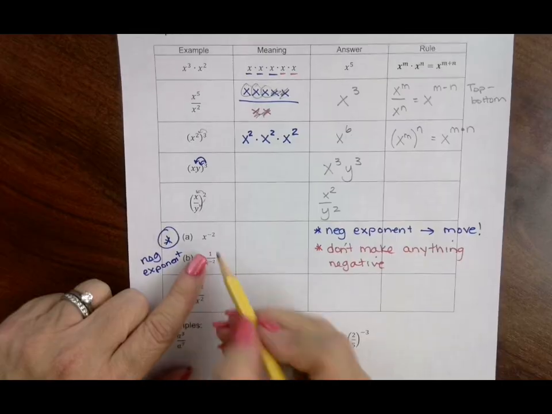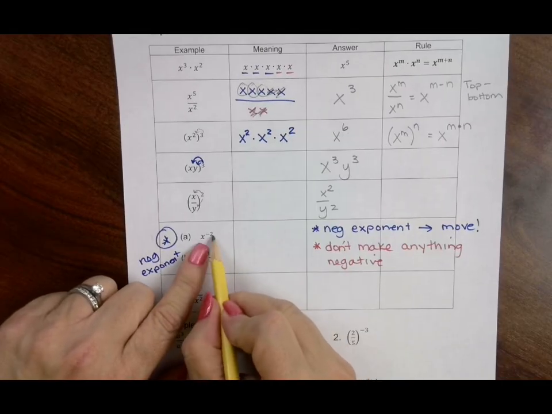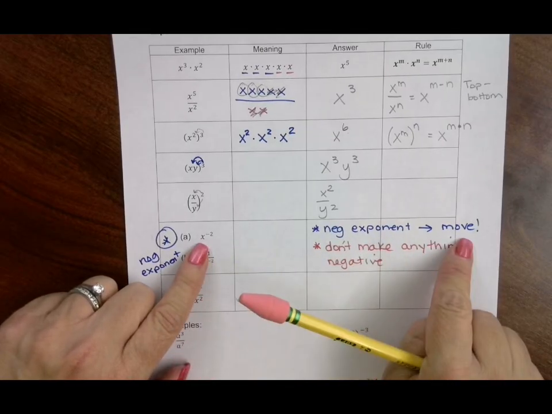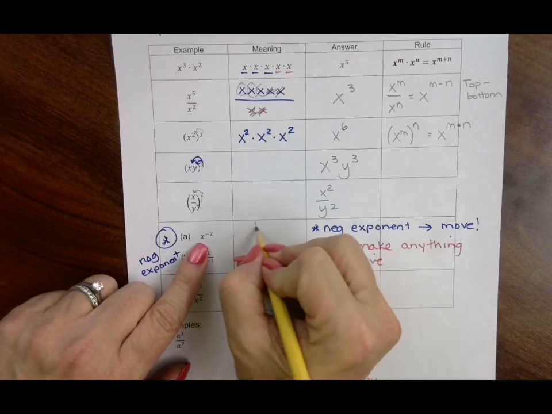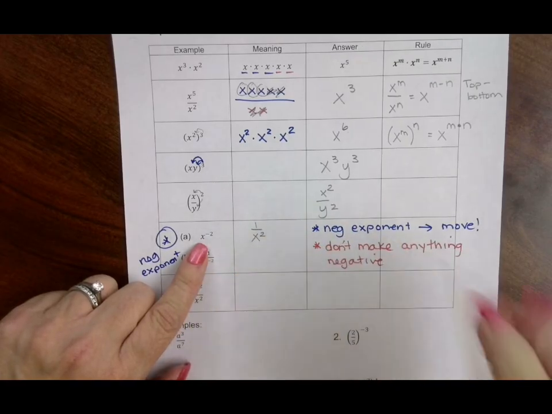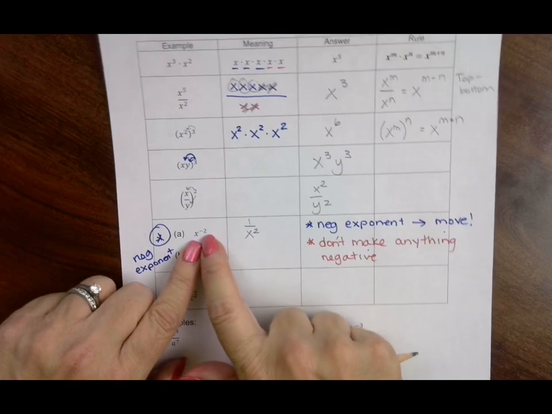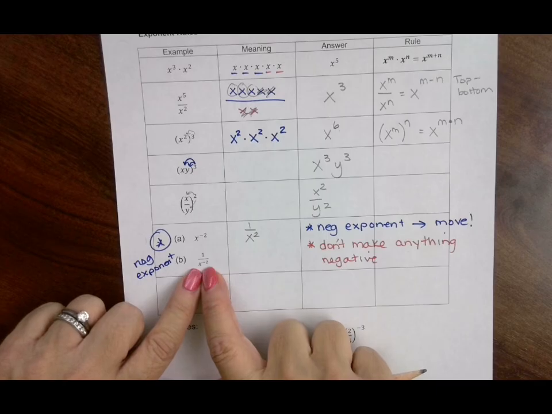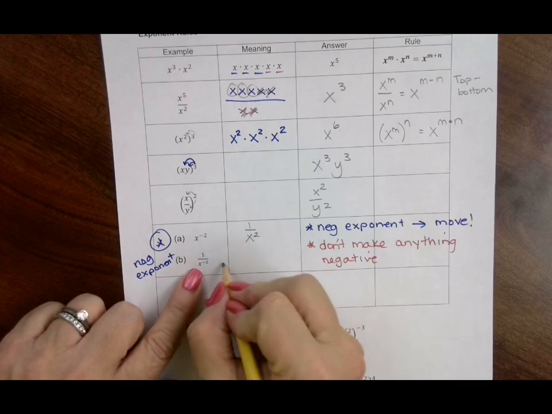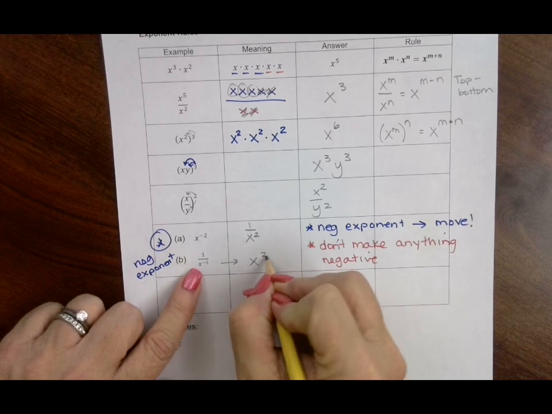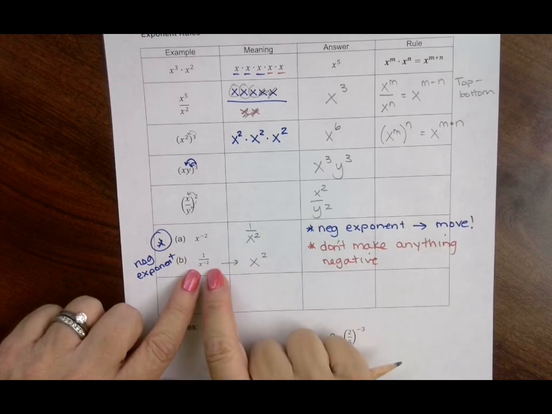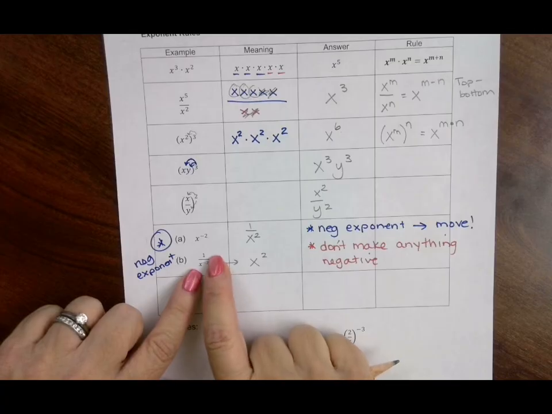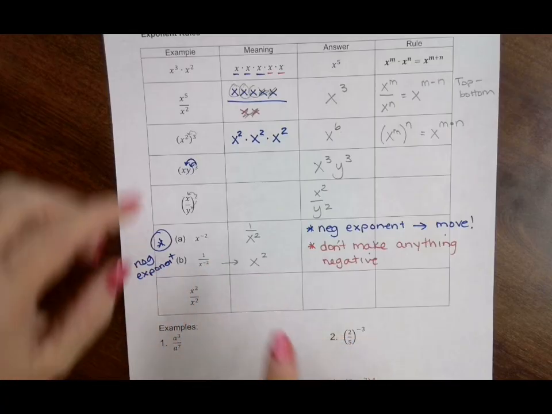All right, so let's look at this. This is x to the negative 2. I have a negative exponent, so I'm going to move it. So it becomes 1 over x squared. Don't make anything negative. So this negative, all it means is move, so it moved to the denominator and it became positive. With this one, it's in the denominator already, so the negative exponent means move. So this one becomes x squared. We take this negative exponent, we move it from the denominator to the numerator, and it becomes positive. Okay?